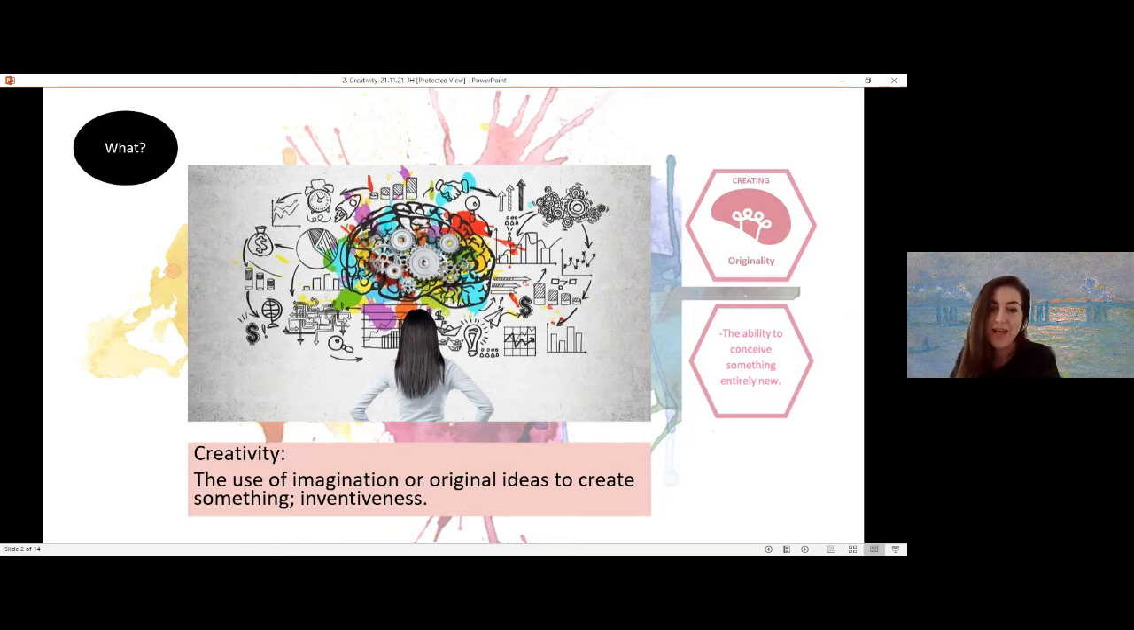something new. This links directly with one of our HPL characteristics as well, creating and specifically originality. The definition for this is the ability to conceive something entirely new. So you can see that we're already promoting this in your lessons. It's really, really important. What we're going to be looking at today is how you can bring this into your life a little bit more and looking at ways that you already do. Okay, next slide, please, Miley.